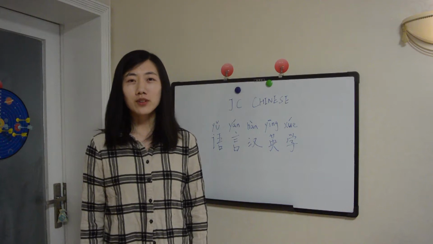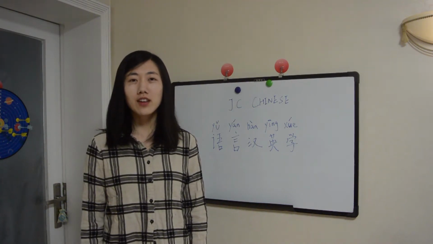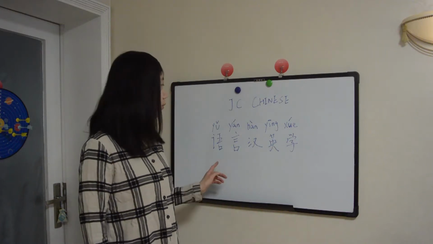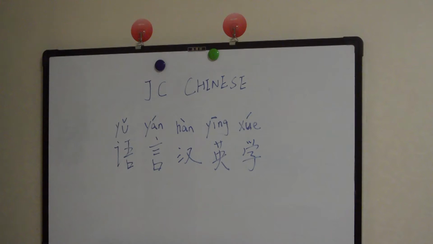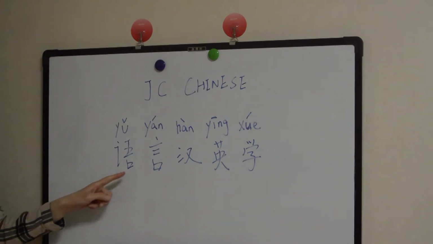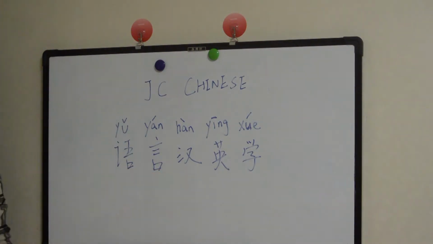In this video, we are going to learn 5 new Chinese characters regarding language. They are 语言汉英学. Okay, these are the 5 characters. 语言汉英学. Alright, now follow me please.